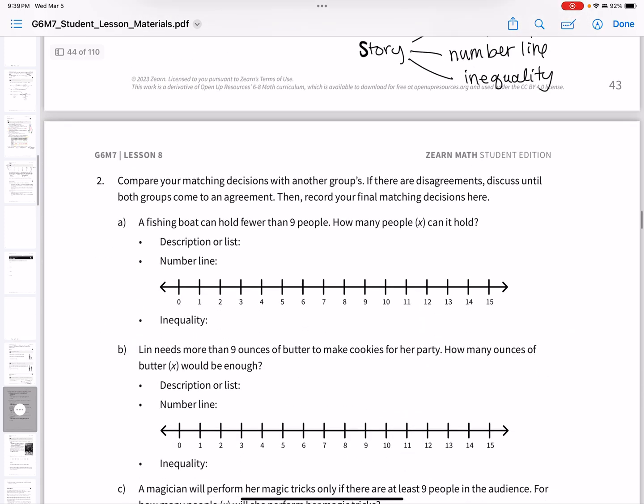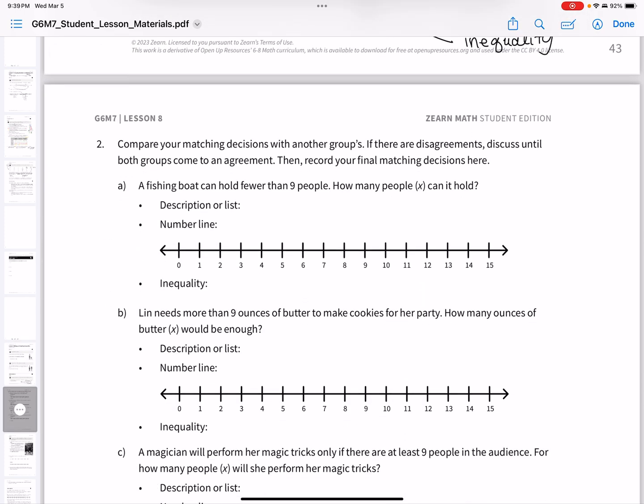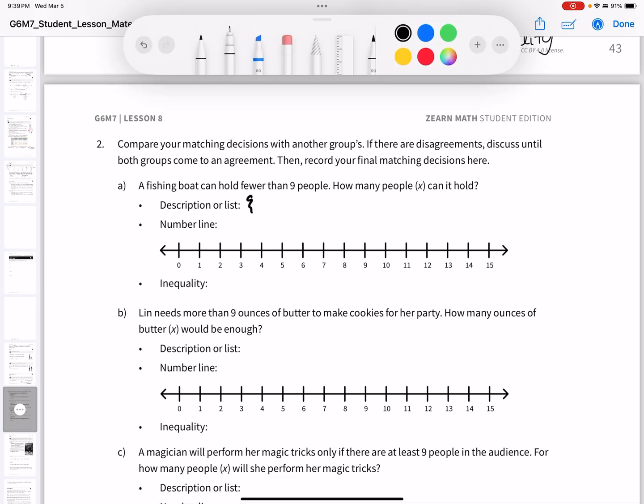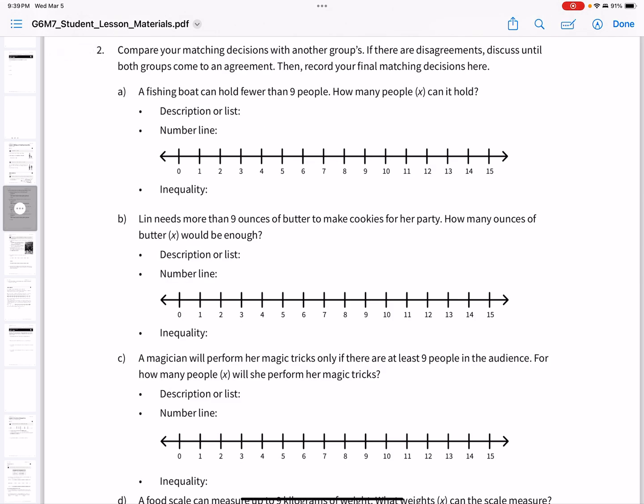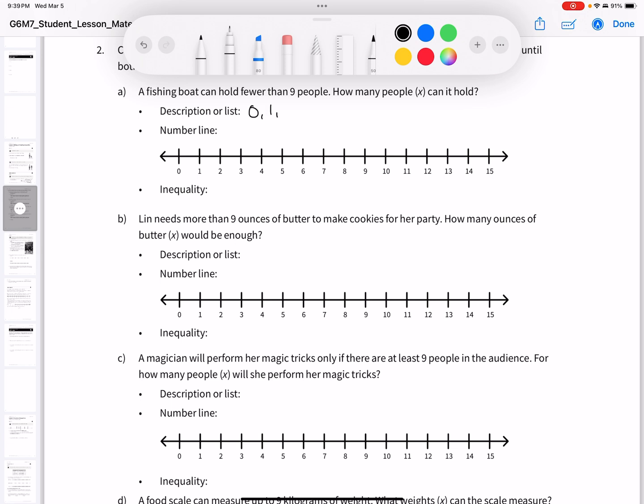Here we go. So a fishing boat can hold fewer than 9 people. So that's going to be less than 9. Okay? So we are looking for a description or a list that's less than 9. Well, I know of one of those lists. It's going to look something like this: 0, 1, 2, 3, 4, 5, 6, 7, 8. That's going to look like that.